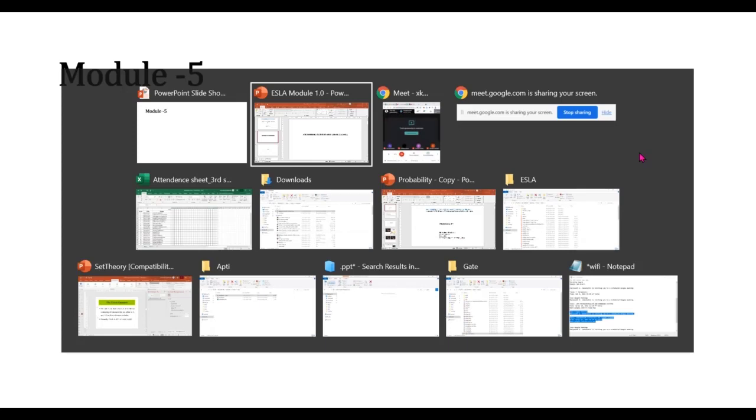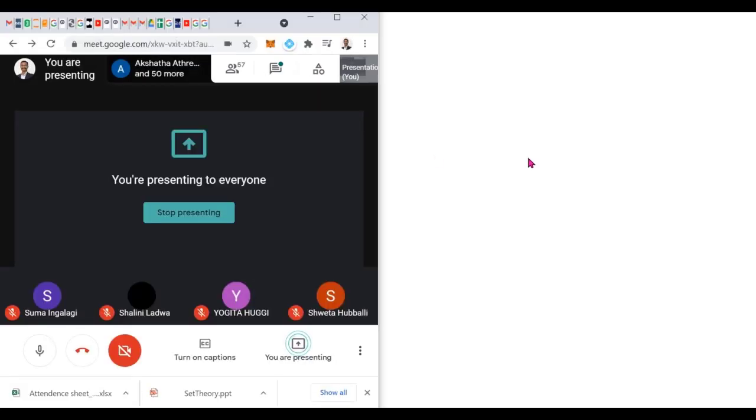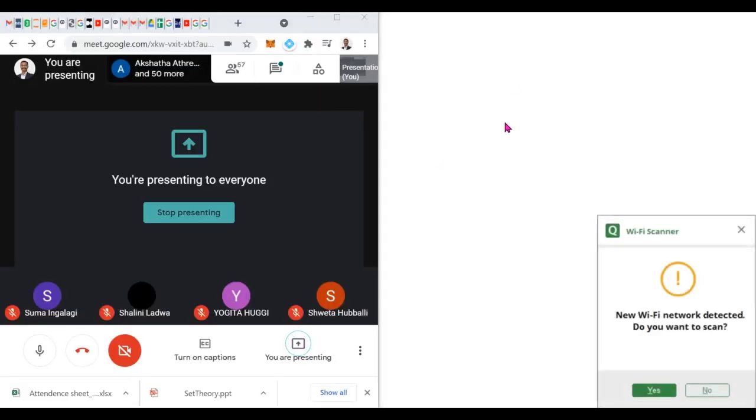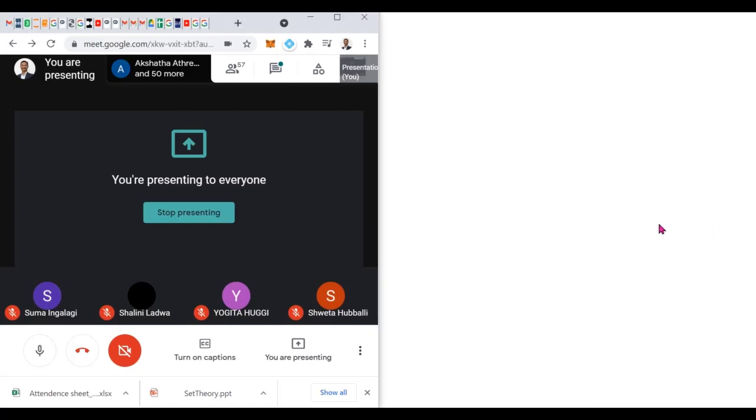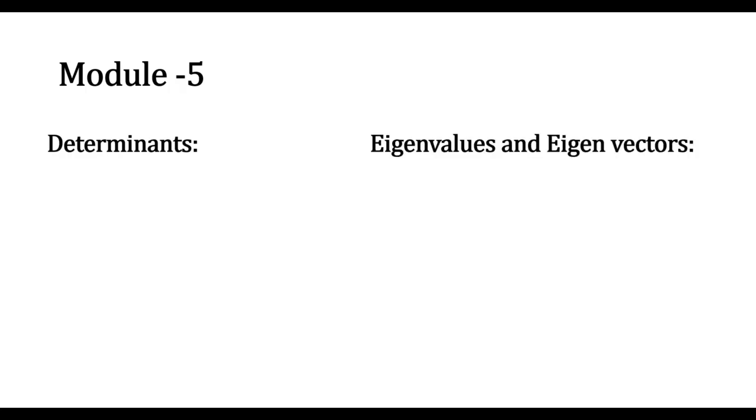So that's about the introduction to linear algebra. It completely covers the concepts called vector space and orthogonality, right? Then the last module, that's the 5th module, covers determinants and eigenvalues and eigenvectors.